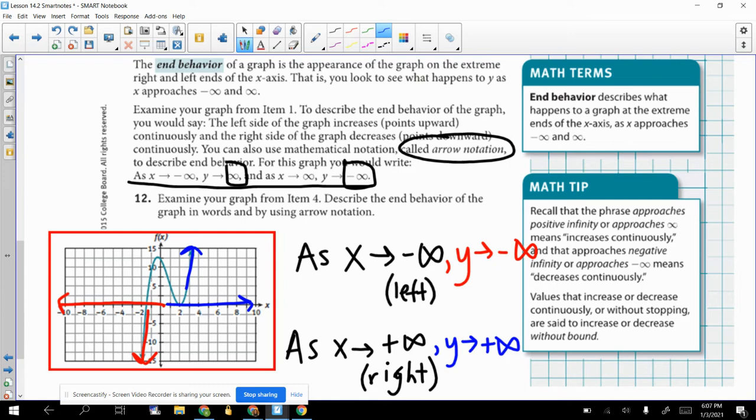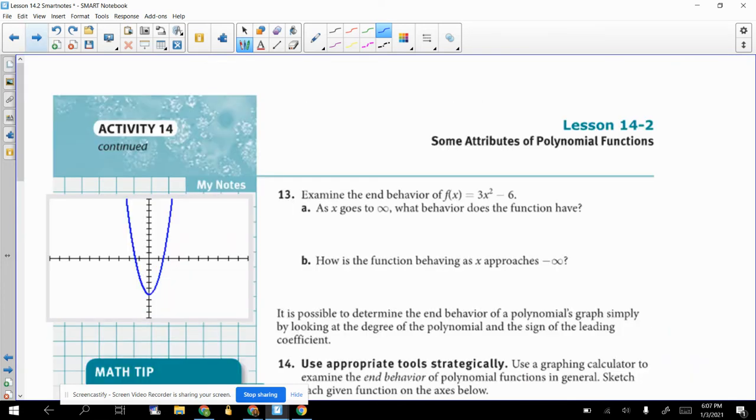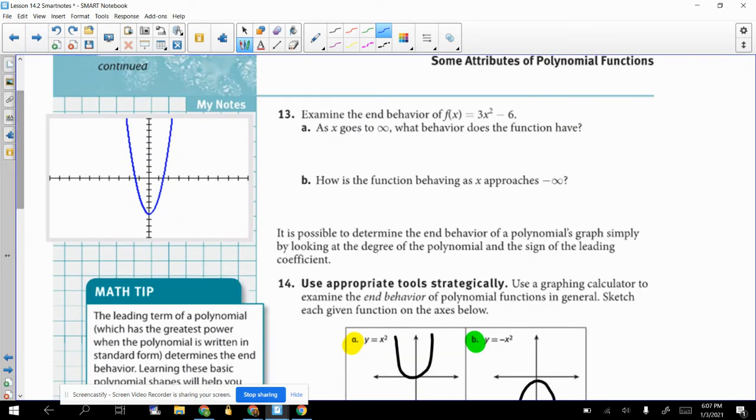Okay, let's go ahead and try some more with that. It says here to examine the end behavior of 3x squared minus 6. So the first thing I would do is graph that in your graphing calculator, and you should get a graph that looks like this. And we know it's going to keep going up in both directions.